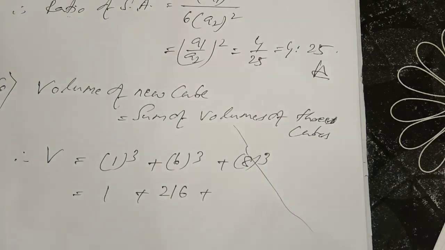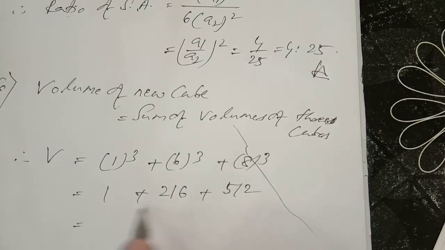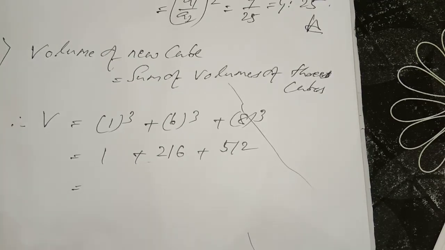Then 8 whole cube equals how much? Just find 8 whole cube. You have to multiply 8 three times. 8 whole cube equals 512. Now add all of them, which gives the volume of the new cube. After addition, 512 plus 216 plus 1, how much are you getting? 729. This is the volume of the new cube.